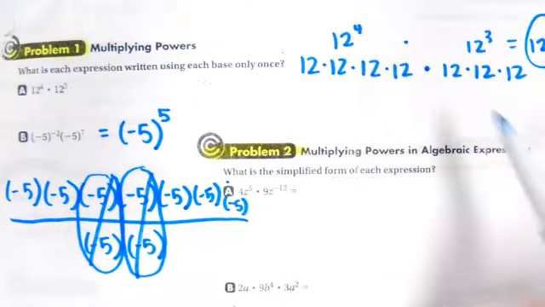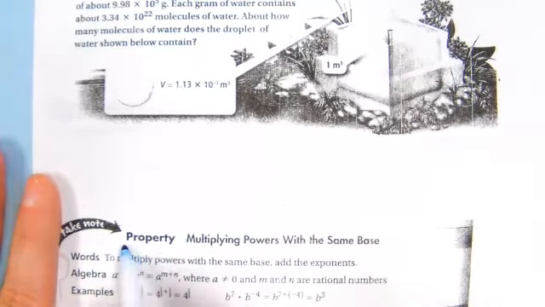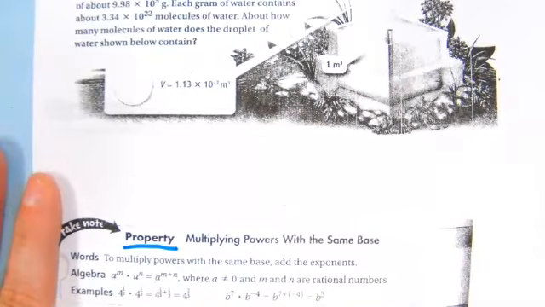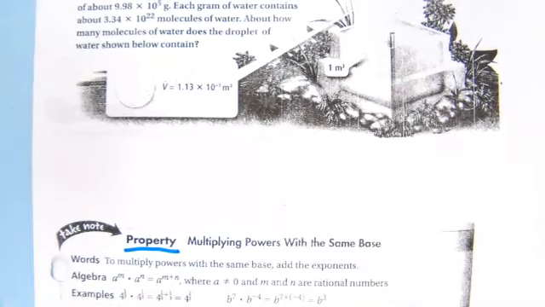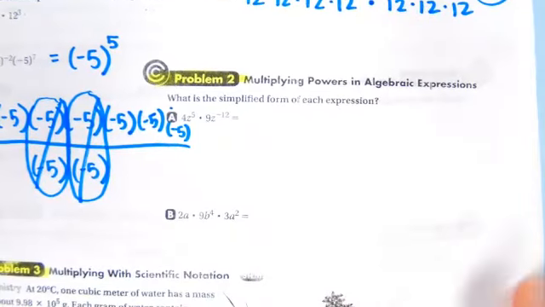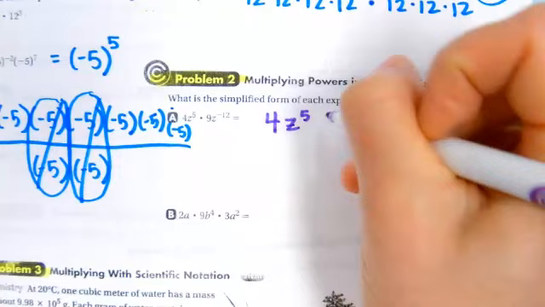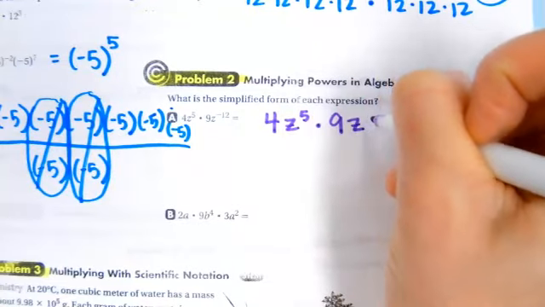Somebody else a long time ago figured out that this works, and now we get the joy of using these properties. If you have the same base multiplied, you can add the exponents. We don't have to do this all the way out, which is good because sometimes these exponents get really big. Okay. Next. I'll rewrite this so that we can tell the difference here. This says 4z to the 5th times 9z to the -12.